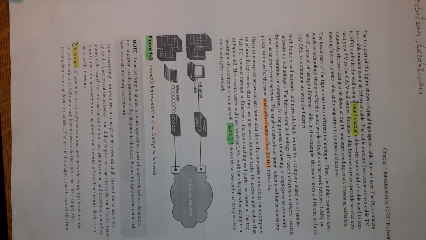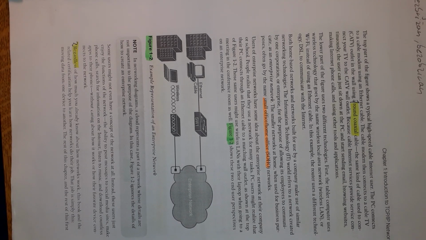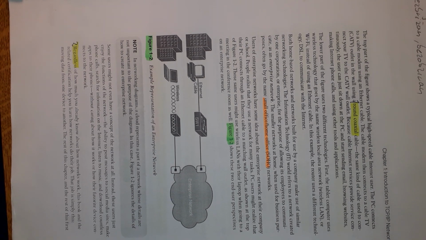The top part of the figure shows a typical high-speed cable internet user. The PC connects to a cable modem using an Ethernet cable. The cable modem then connects to the cable TV outlet in the wall using round coax cable, the same kind of cable used to connect your TV to the cable TV wall outlet.